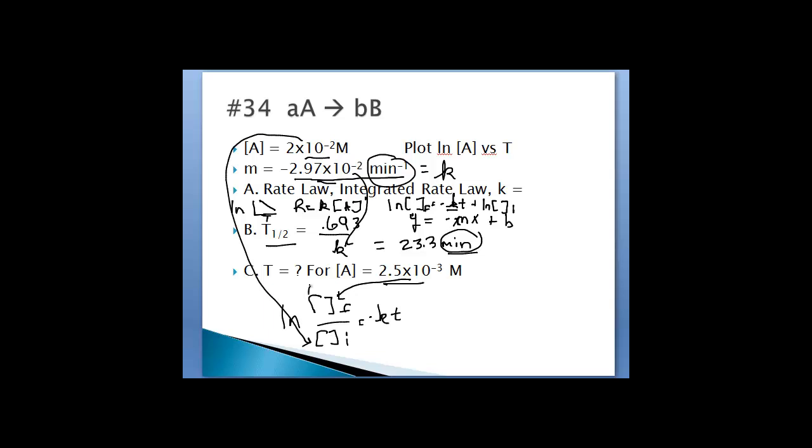Now remember, you want to do this fraction first. In other words, take 2.5 times 10 to the negative third divided by 2 times 10 to the negative second. Get your value for that, and then take the natural log of it. We're going to plug in our value for k, and then we will solve for t. And we should get time is equal to approximately 70 minutes. Again, just notice, do the division there first, and remember, k for a first order process is negative unless you write it in a different form, which is possible.